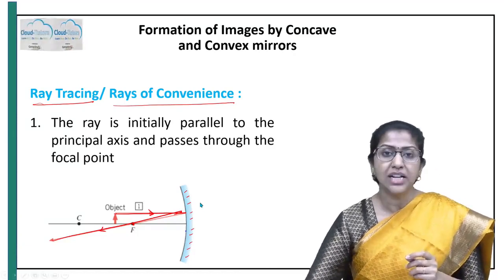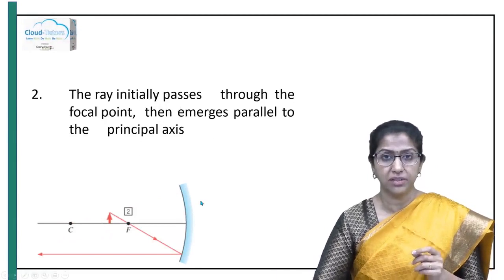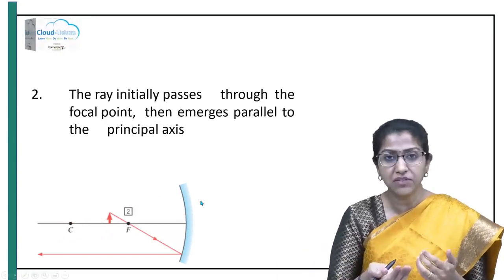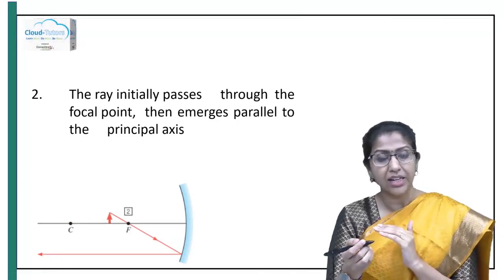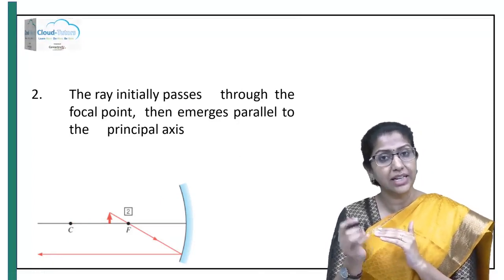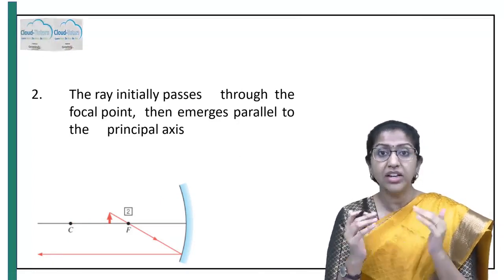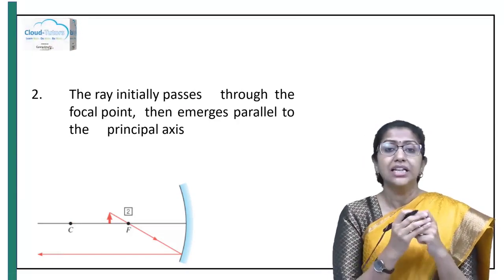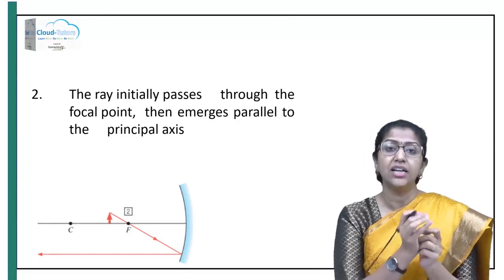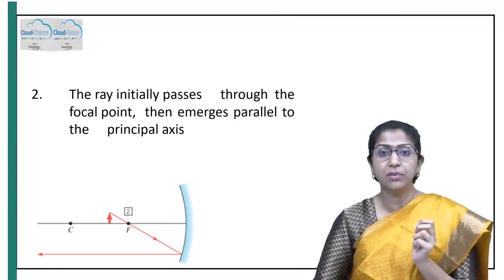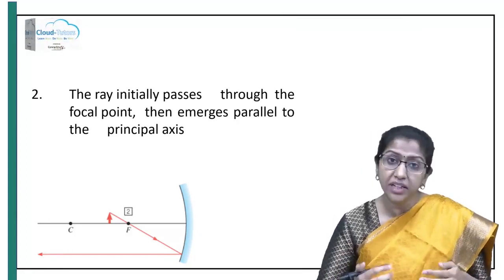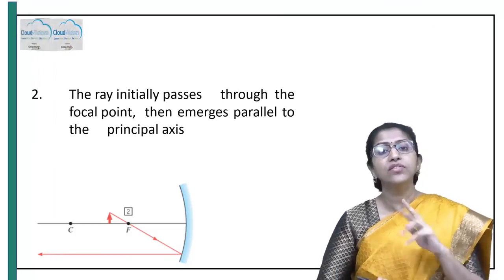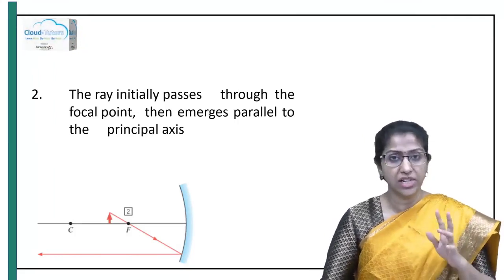The next rule is just the inverse of it. What is the inverse of the first case? In first case, we had the ray which is parallel to the principal axis hitting the surface of the mirror. Here we have a ray which is incident passing through the principal focus. It will be parallel to the principal axis after reflection. So both of these cases are inverse to each other.